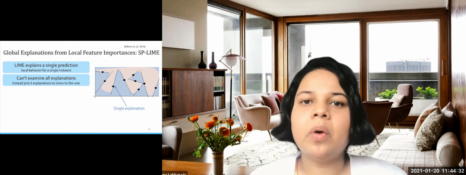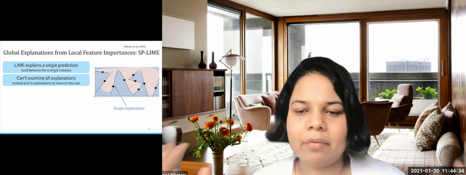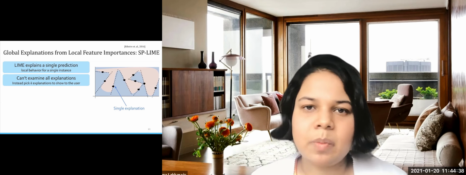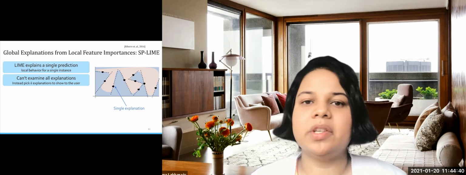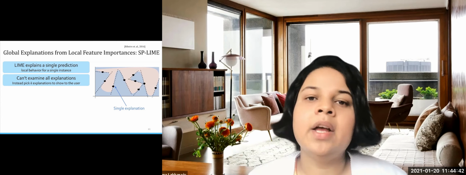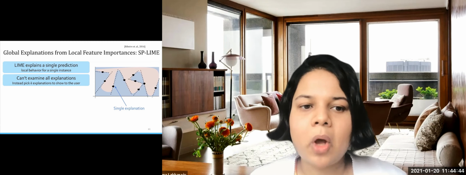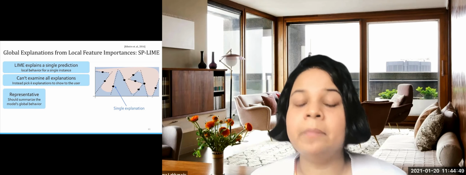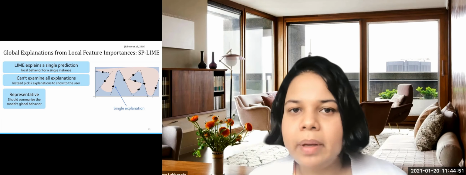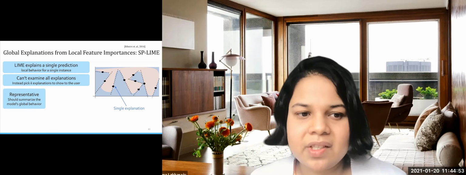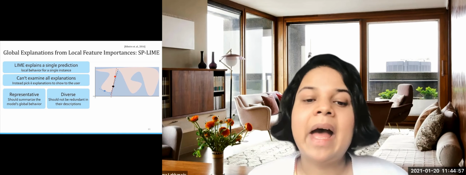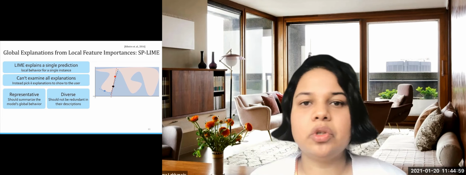Now, in order to understand the global behavior of a complex black box, it is impossible to examine all the explanations output by LIME corresponding to all the instances in the data. So the idea that we are going to employ here is to instead pick K explanations to show to the user. And how to pick them? They should be picked in such a way that they are representative, that is, they summarize the global behavior of the model well, and also they are diverse, that is, they should not be redundant.